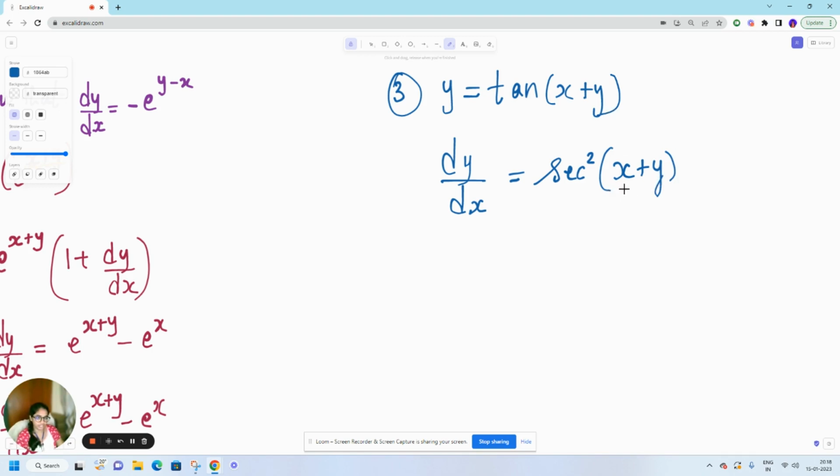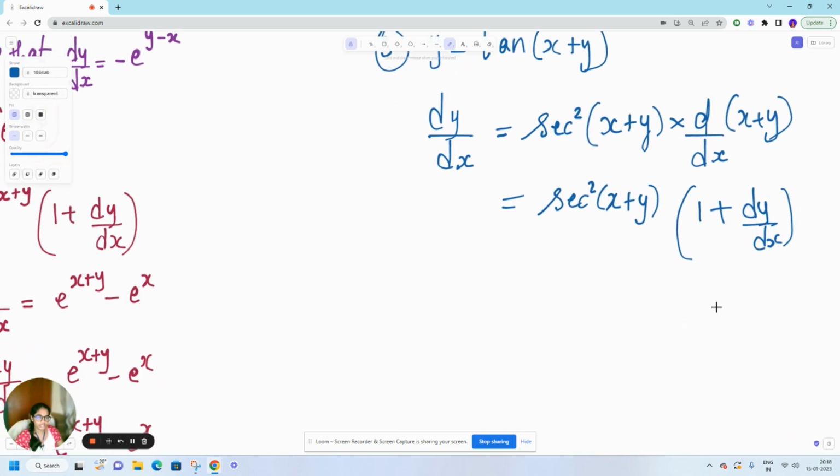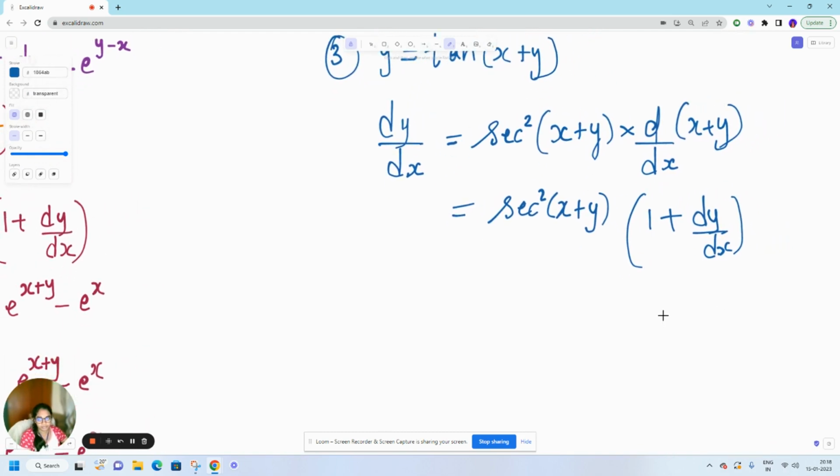After differentiating, write it in product, that is d/dx of (x + y). Differentiate the angle. What do we get next? Secant square (x + y). What is differentiation of x? That is 1. Differentiation of y is dy/dx. So yes, that is the derivative of the given question.